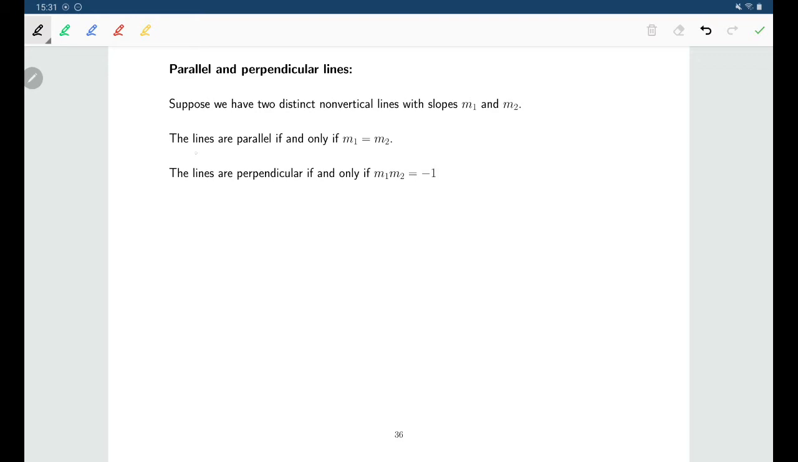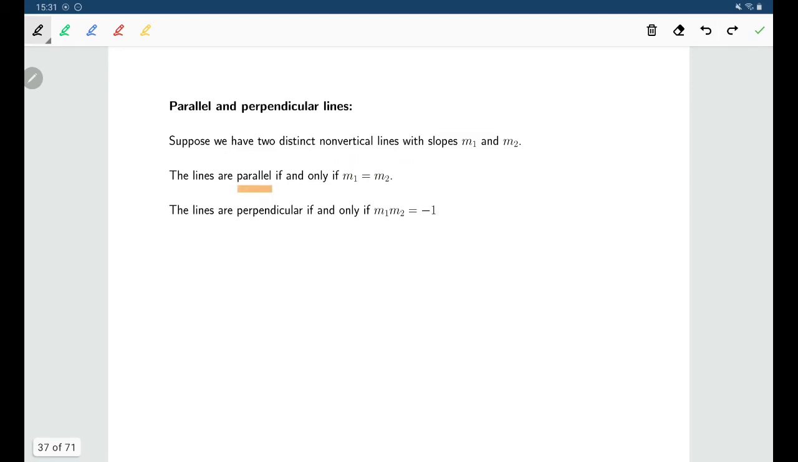Notice how I've written this. I say that the lines are parallel if and only if m1 is equal to m2. And so by that I mean if you know that the lines are parallel, then you can conclude that their slopes are equal. But the reverse is also true. If I give you two equations and you find out that they both have the same slope, then you can conclude that those equations are of lines that are parallel.